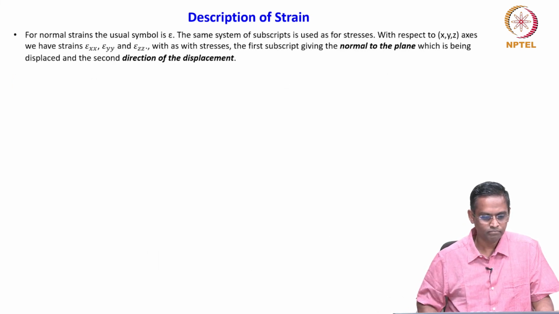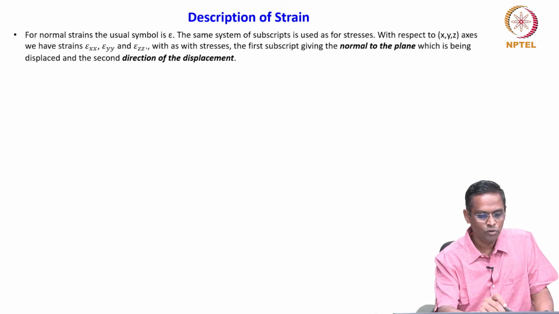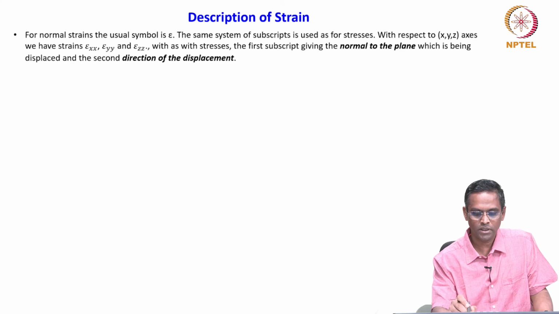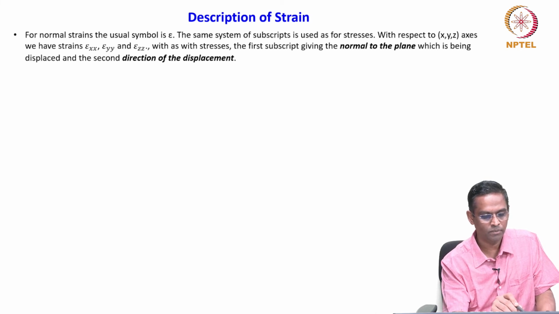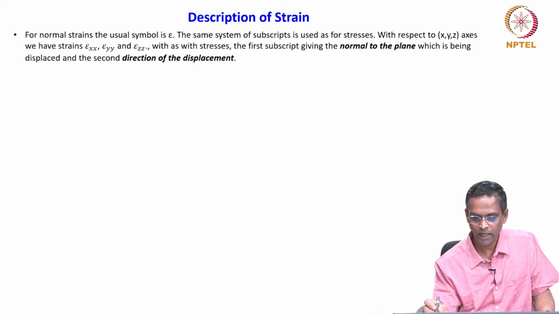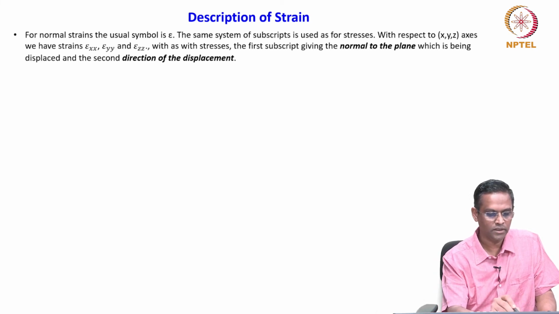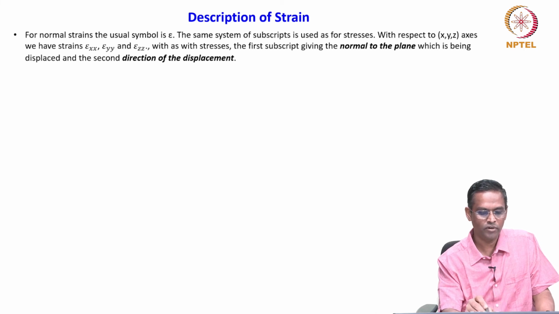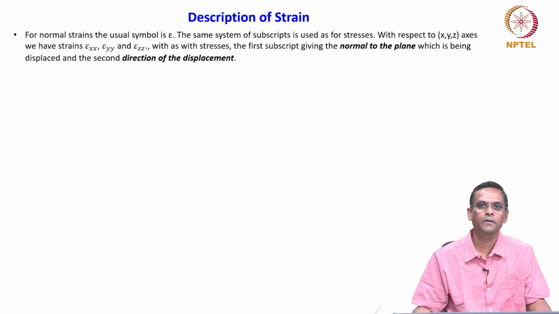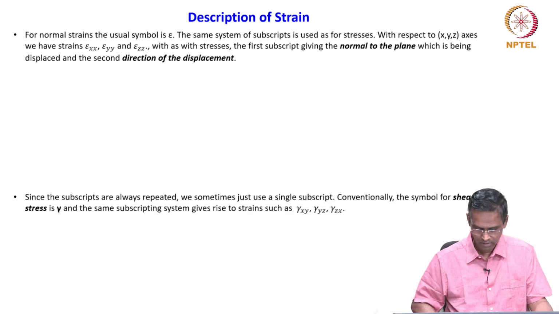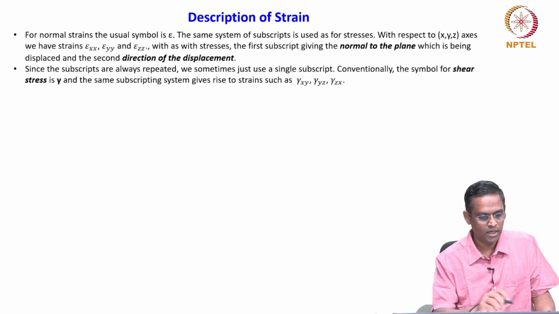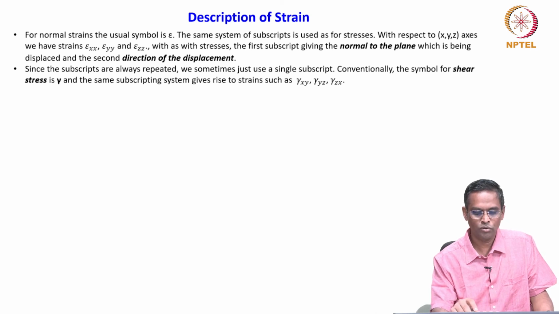And for normal strains, the usual symbol is epsilon. The same system of subscripts is used as for stresses with respect to x, y, z axis. We have strains epsilon xx, epsilon yy, and epsilon zz. As with the stresses, the first subscript gives the normal to the plane which is being displaced, and the second subscript indicates the direction of displacement, similar to what we have described in the stresses. Strain also has two subscripts to describe. And since the subscripts are always repeated, we sometimes just use a single subscript.